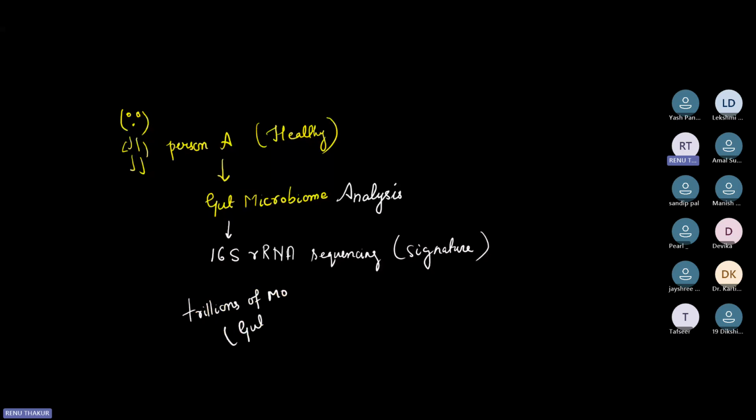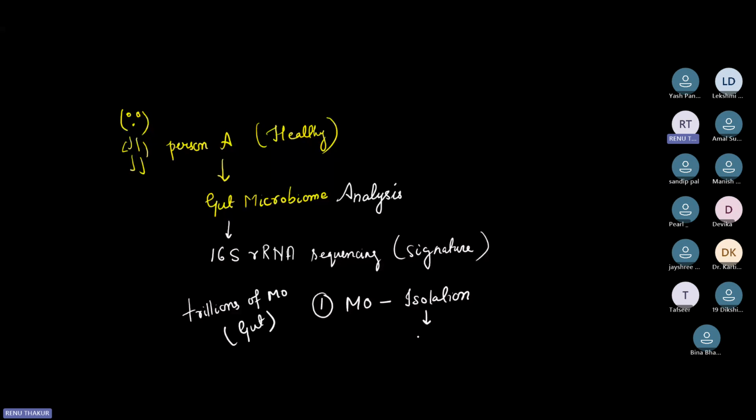So what will you do? You will extract all those microorganisms. The first step will be microorganism isolation. You will isolate the microorganisms from the gut of this person A. And after the isolation, what will you do? You will isolate the genomic DNA. gDNA means genomic DNA, because a bacterium will have its genomic DNA. So you will do what? Extraction of the genomic DNA.